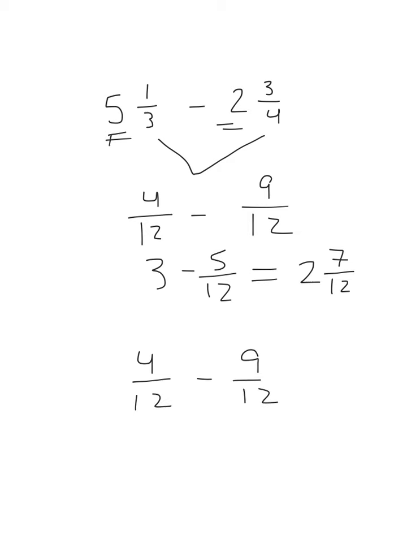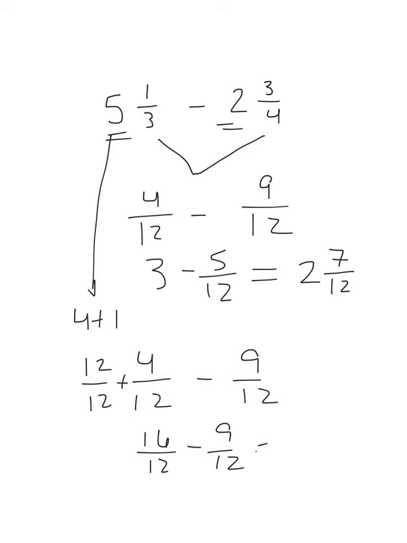What you can do with this 5, we know that 5 is the same as 4 plus 1. We also know that 1 in this situation is 12 twelfths. So we could say that 12 twelfths plus 4 twelfths is 16 twelfths. So there's going to be our 7 twelfths. 16 minus 9 is 7 twelfths. And then we have 4 minus 2, which is going to be our 2 and 7 twelfths.